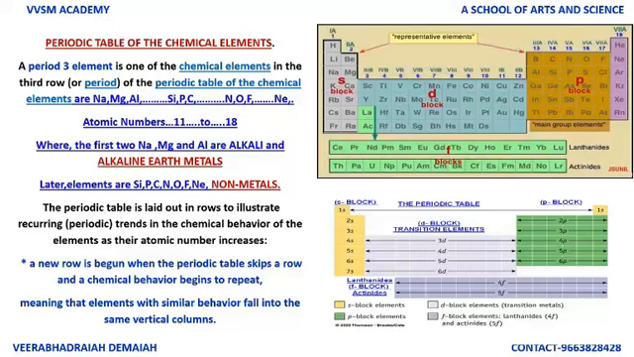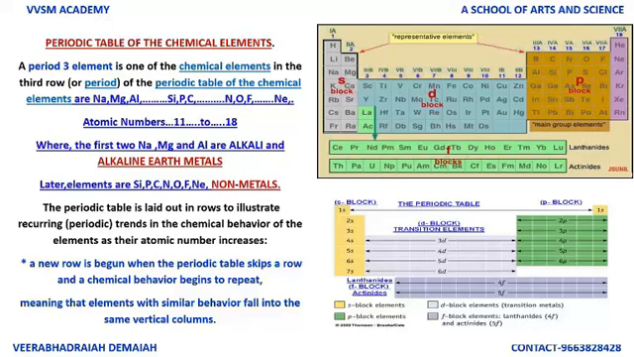That is from atomic numbers 11 to 18, where the first two, sodium and magnesium, are alkali and alkaline earth metals. The later elements, silicon, phosphorus, sulfur, chlorine, are all non-metals. The last gas, argon, is an inert gas which belongs to the zero group of the periodic table.